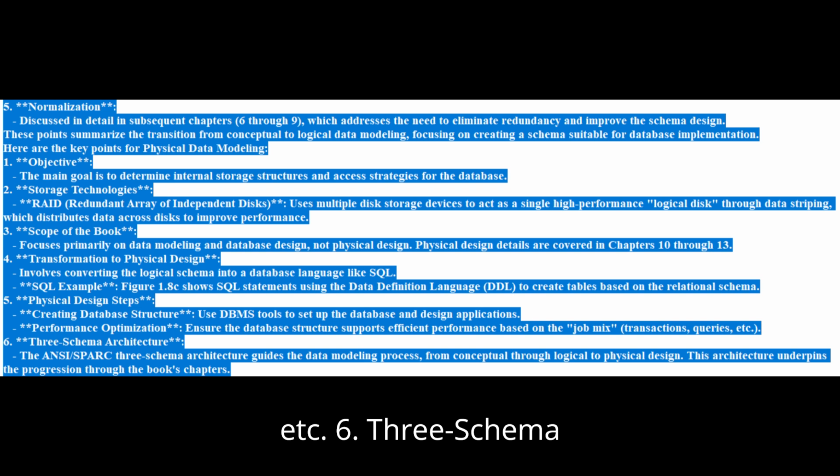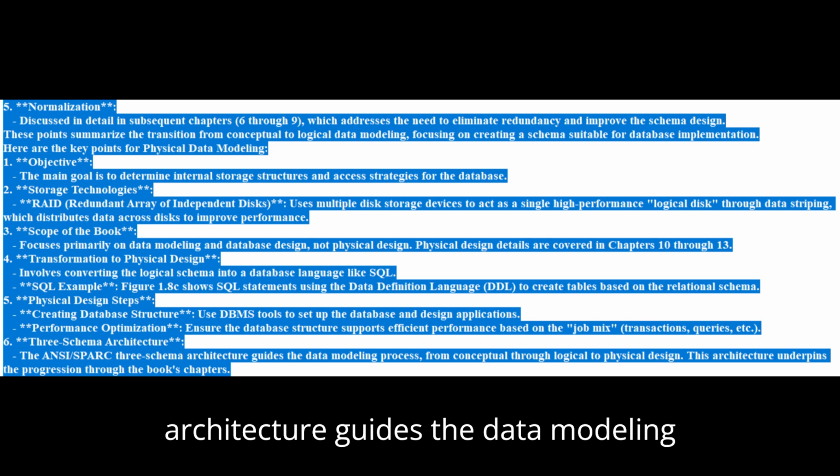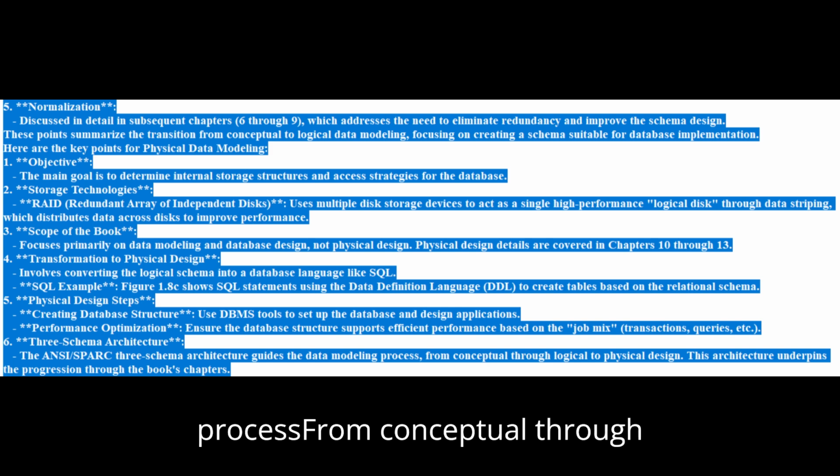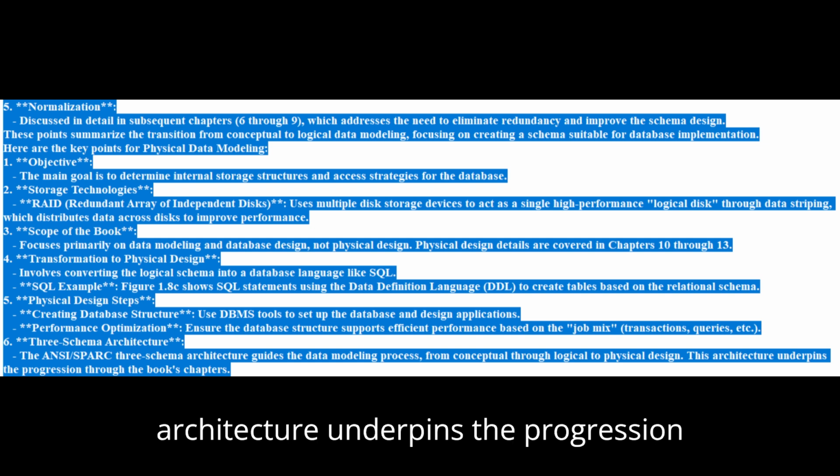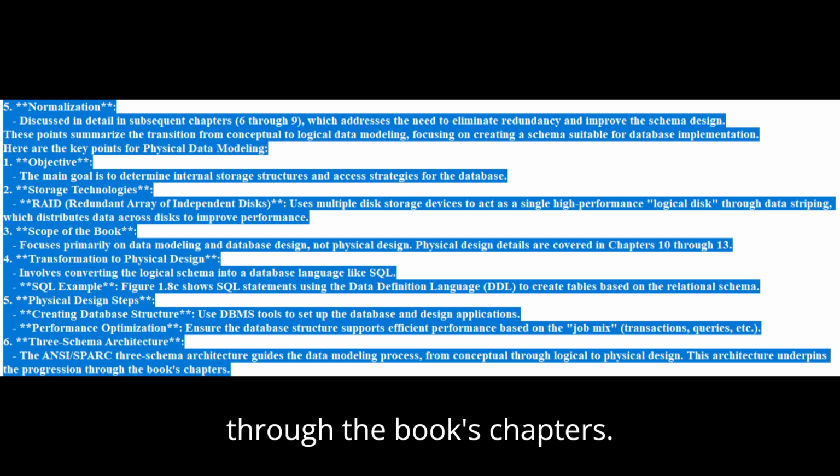6. Three-schema architecture. The ANSI/SPARC three-schema architecture guides the data modeling process from conceptual through logical to physical design. This architecture underpins the progression through the book's chapters.